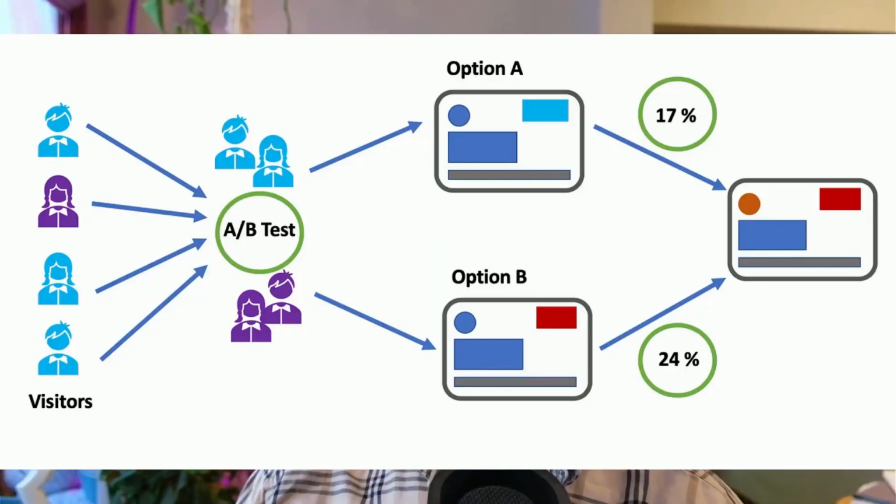We show part of our users version A, and we show the rest of our users version B. We collect statistics about all of their sessions and whether or not they completed a purchase of a widget, and then we can tell red was better than blue. It works great. It's definitely the standard in the industry.